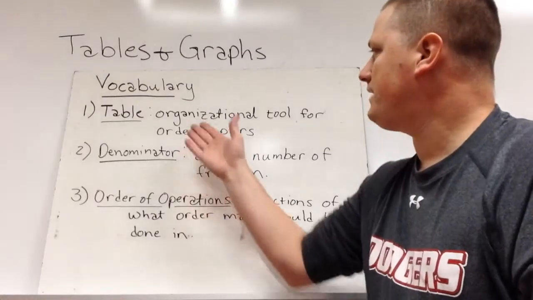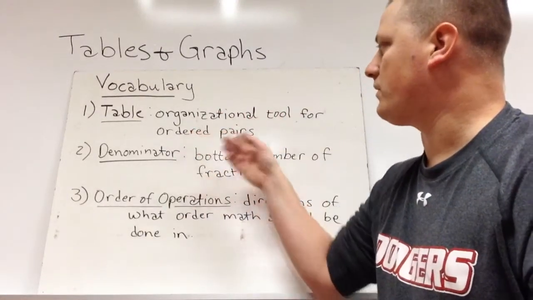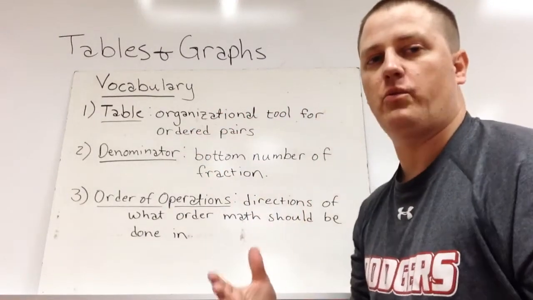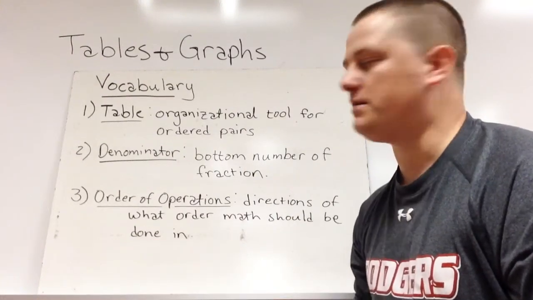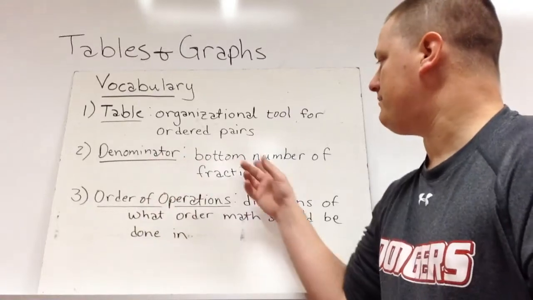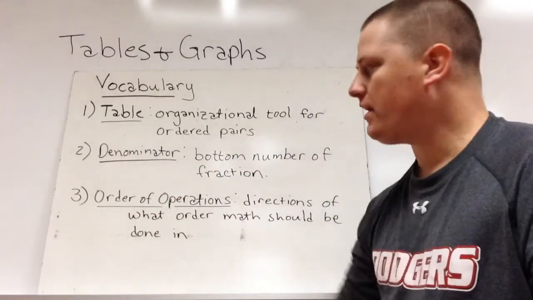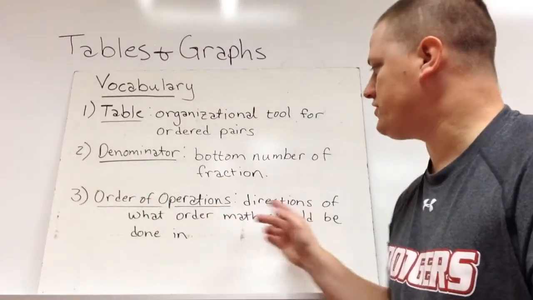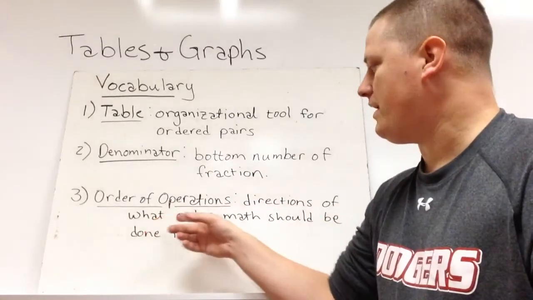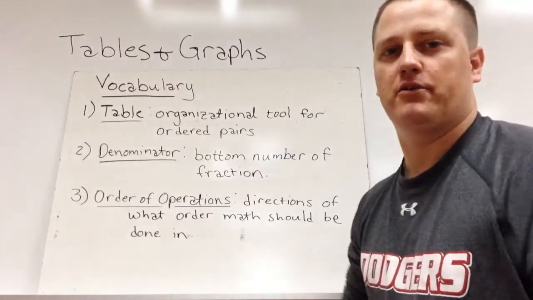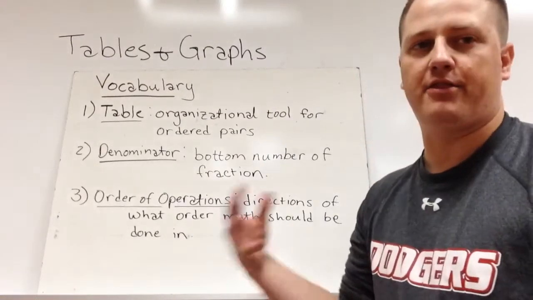Vocabulary. Table, organizational tool for ordered pairs. Basically, it's a way to put our ordered pairs in a nice organization. Denominator, bottom number of a fraction. Order of operations, directions for what order math should be done in. So what we should do first, second, third, and so on.